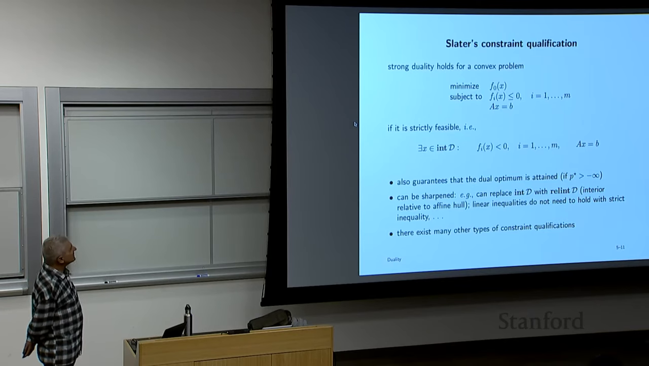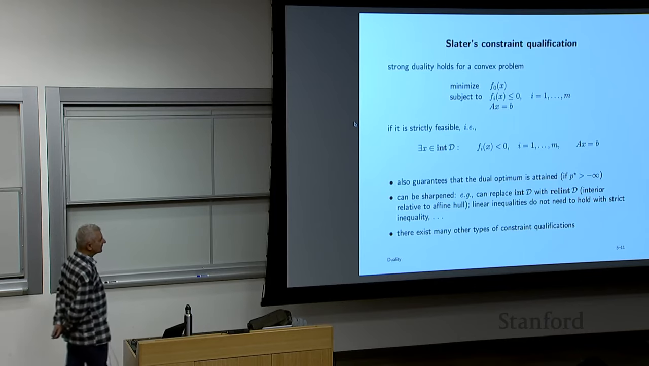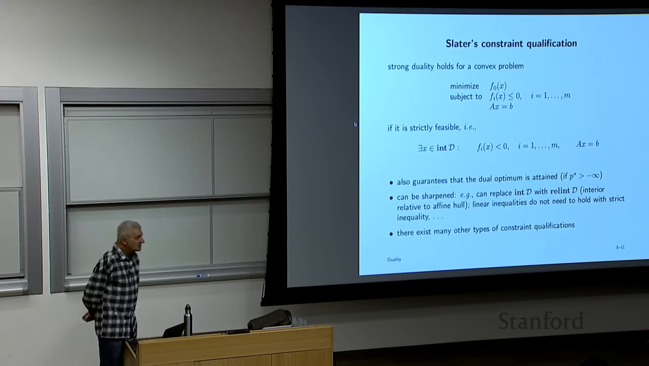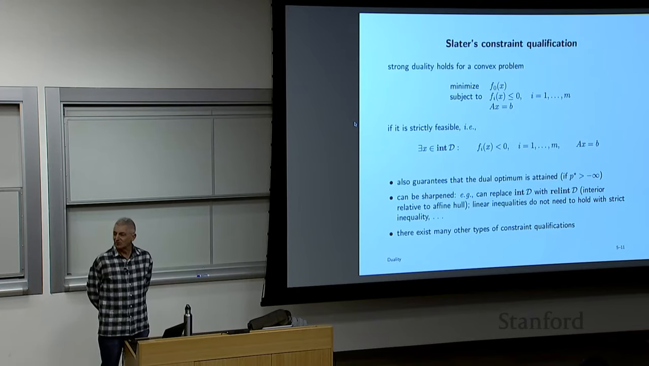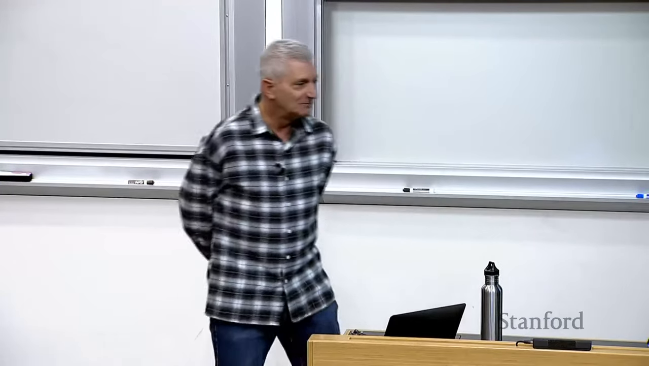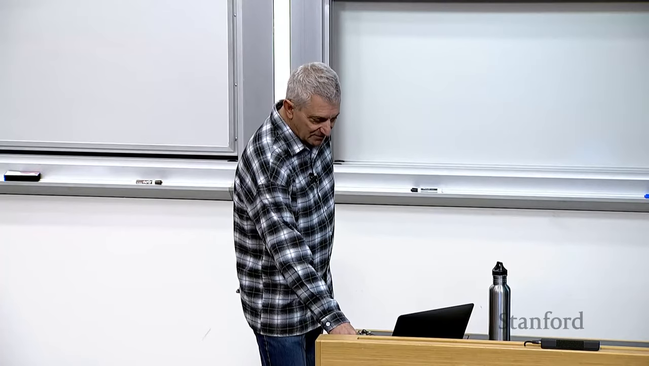For example, linear inequalities, you can excuse from this requirement. Linear inequalities do not need to be satisfied strictly. And there are a gazillion other types of constraint qualifications. So if you get into a weird mood, you go to Google or Wikipedia and type constraint qualifications, if you're interested in that. Okay?